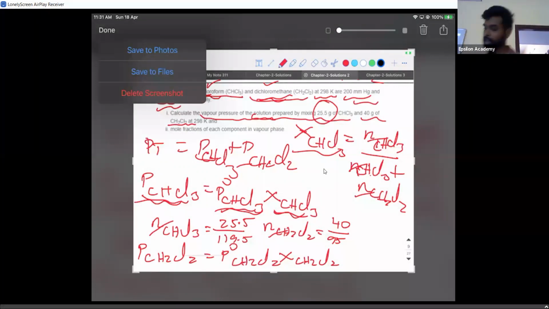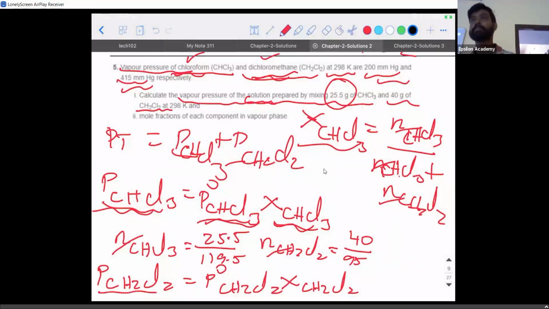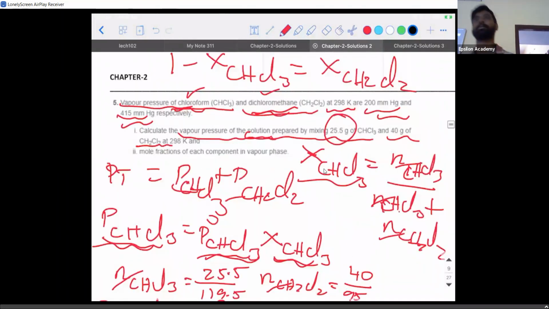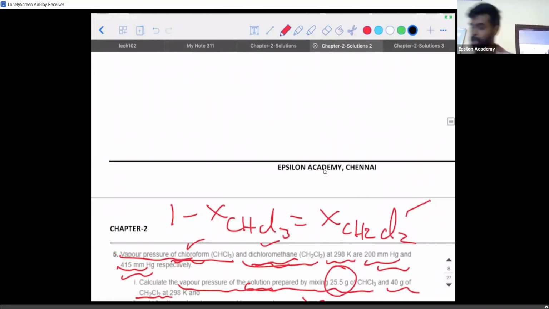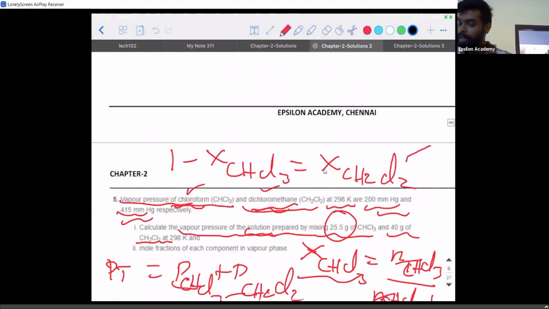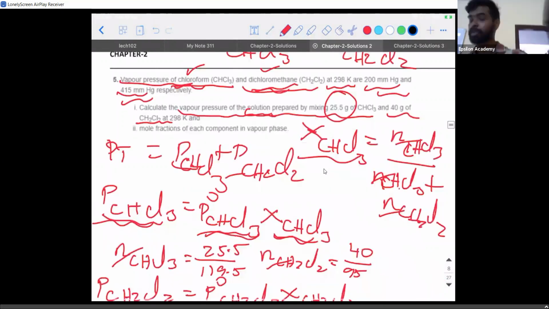Okay, right. So this can be calculated, right? And this is given in the question, and this again we calculated by using this one. Okay, so that's it. Now I found out the partial vapor pressure of chloroform and the partial vapor pressure of CH2Cl2. Now total pressure is calculated. I know it's a lot of calculation, but don't waste time on that. You can go home and do it.